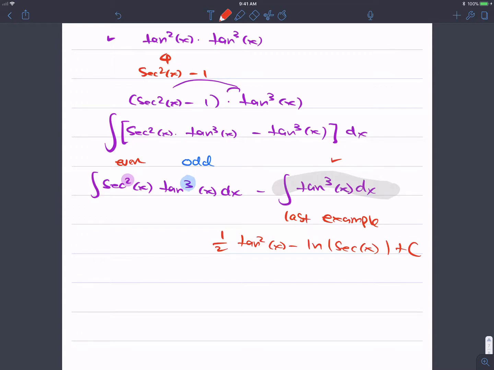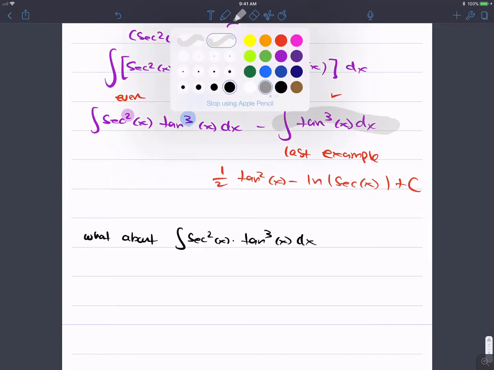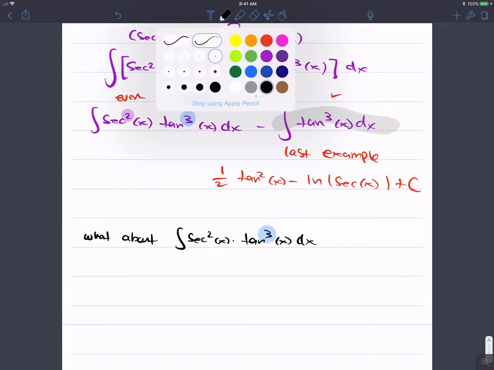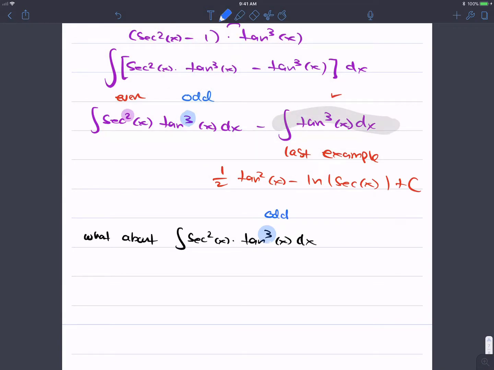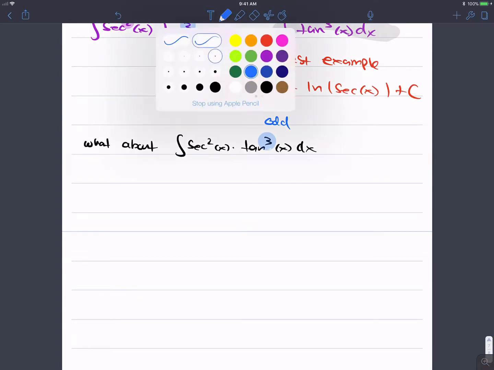So then the question really is, and I'll put it down here again, what about that first integral? The integral of secant squared x times tangent cubed x dx. Again, I happen to notice I have the odd power of tangent here, so since the approach is working with these odd powers of tangent, let's go with that.